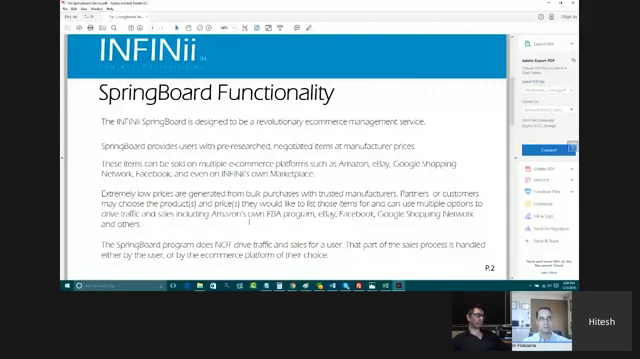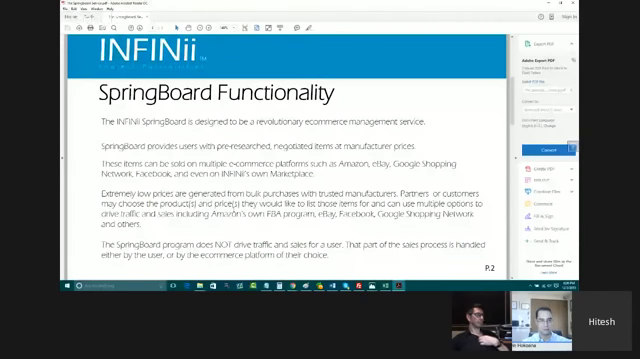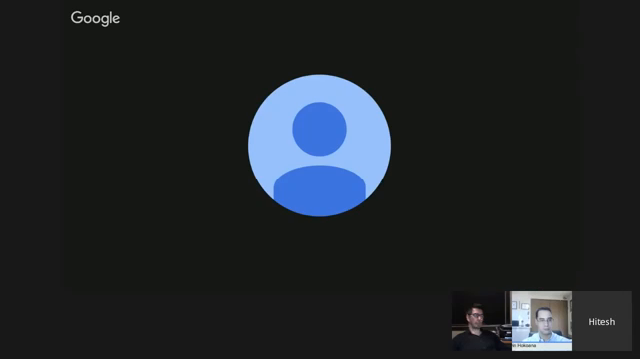We want to make it very clear the SpringBoard program does not charge you for and does not drive traffic for you or sales for you. When the item goes on Amazon or goes on eBay or goes on the Google Shopping Network, the job of actually completing the sale and sending the product to the customer is the sales process that is handled by the e-commerce platform that you are using.